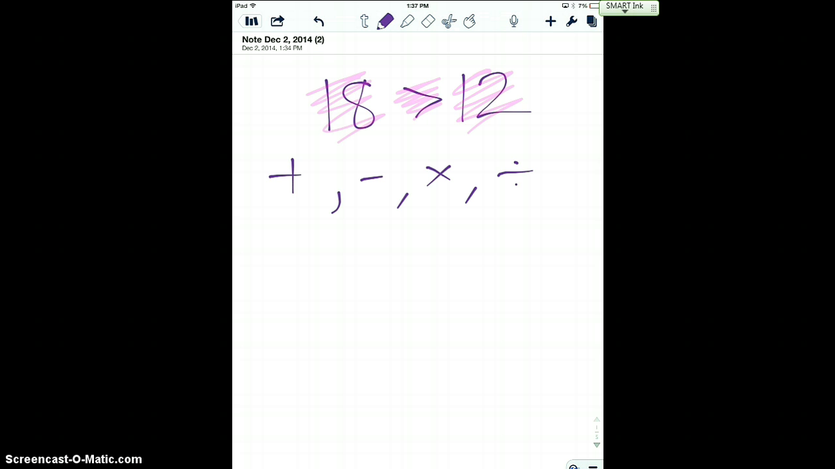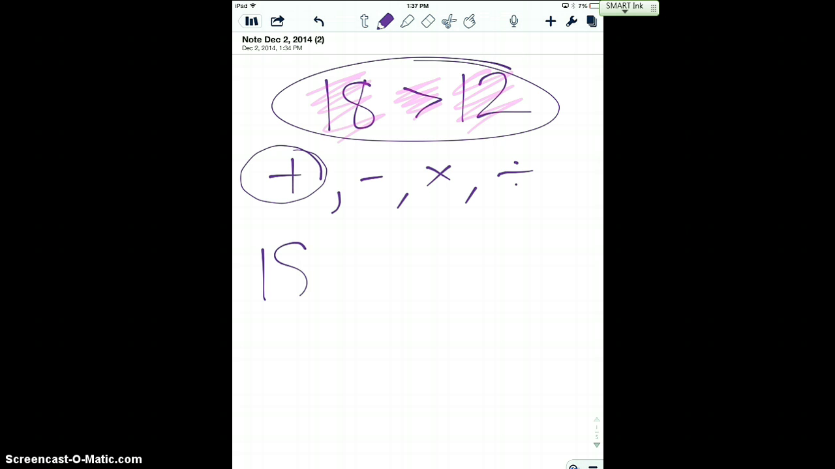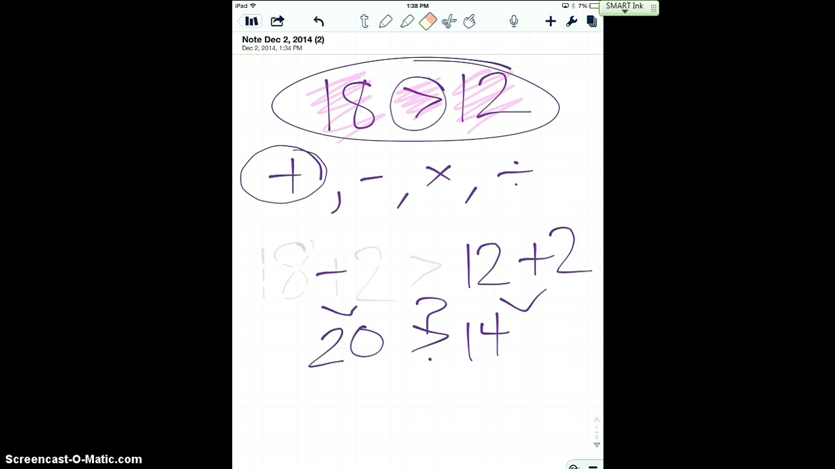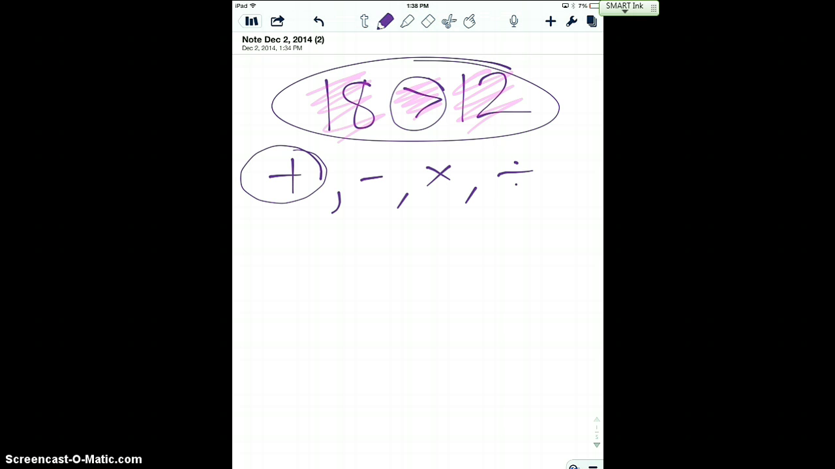So let's say we take this true inequality statement and we add a number to both sides. Let's say we take 18 and add 2 to it, and I keep this greater than sign, and then I do 12 and add 2 to that. Is my statement going to remain true? Well, this would turn out to be 20. This would turn out to be 14. Is 20 greater than 14? Yes. That's cool. So this is true. If we add a number to both sides, the inequality statement remains true.